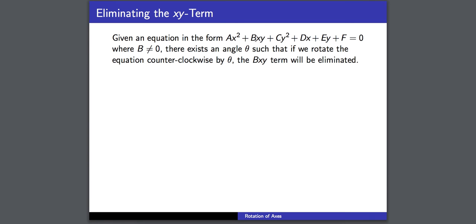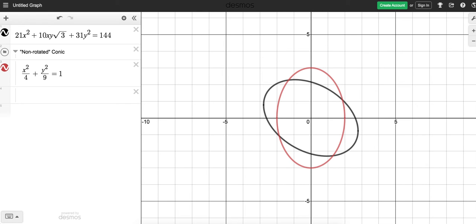If there is a non-zero coefficient, an xy term, then there actually exists an angle such that if we rotated the equation counterclockwise by that angle, our bxy term would be eliminated. Looking at the example we did in the last video, our original graph was this one in black, and the one in red was the equation with x prime, y prime. Now I can't use x prime, y prime here, but you get the idea.